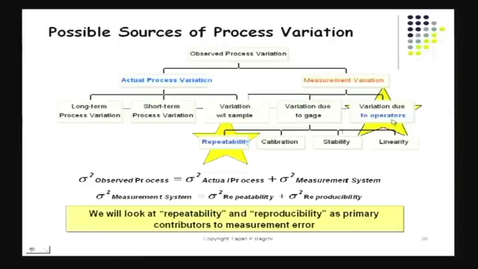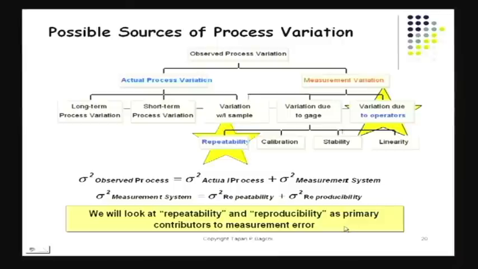If there is a wide variation between going from operator A to operator B to operator C, that measurement practice is probably not a good one. Therefore, we would like to get an idea of the total variation in the observed process, which is part due to the actual variation in the process and part due to the variance introduced by the measurement system. And the measurement system variance itself can be split between repeatability and reproducibility.